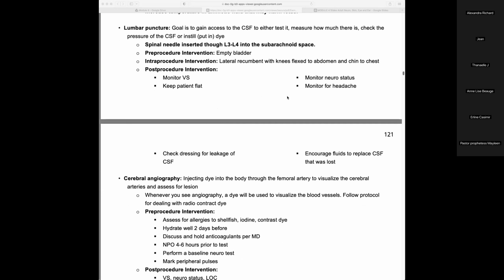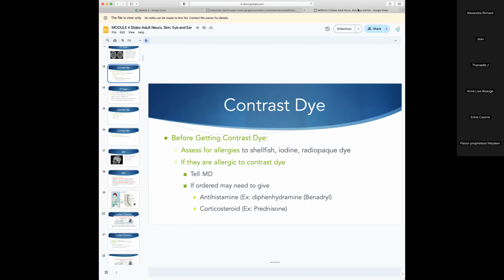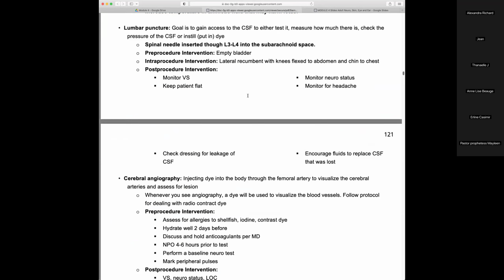Okay, the next diagnostic test that we're going to learn about is a lumbar puncture. So let me show you a picture. A lumbar puncture is when they're gaining access into the cerebral spinal canal so they can aspirate or remove cerebral spinal fluid so they can test it. So what do you have to know for lumbar puncture? They're going in through the lumbar spine, L3 to L4, into the subarachnoid space.